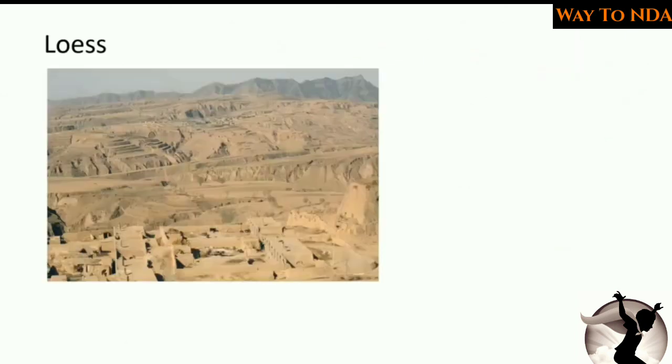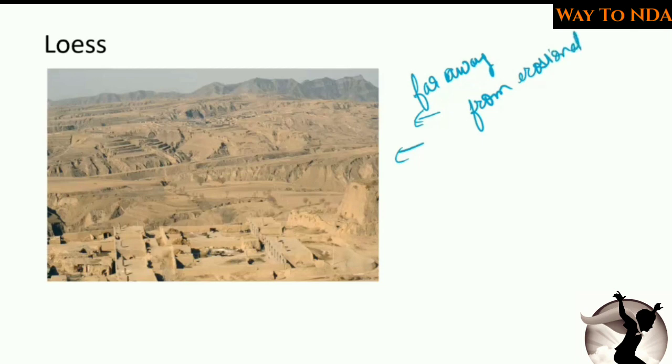Now one more thing is loess. So whatever sand is brought by the winds, if they deposit it in some area far away from the erosion area, at that time that is called loess. So this is the loess. The sand is deposited here far away from the erosional area. So this area is far away from the erosional area. Then the loess is created.